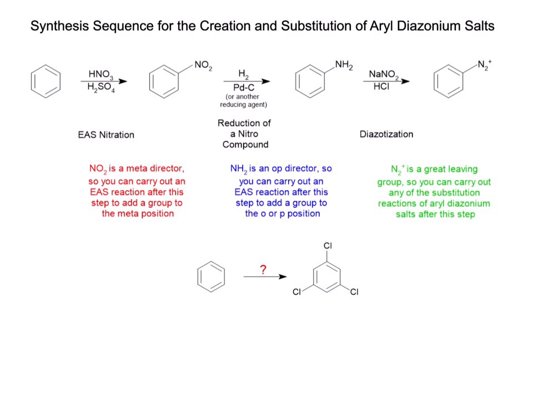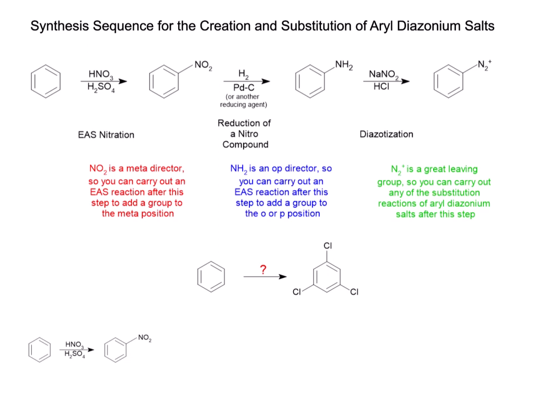Let's explore this a little bit more using the following synthesis problem. How would we add 3 chloro groups that are all meta to each other? This is a challenging problem because chlorines are OP directors. So we're going to use our synthesis sequence for an aryl diazonium salt to help us figure this out. So first, we're going to start with nitration. Since NO2 is a meta-director, you might be thinking that we can carry out 2 EAS chlorination reactions to add 2 chlorines to the meta positions to the NO2. However, that will not work because once we add on the first chlorine group, then we'll have an OP director on the ring.